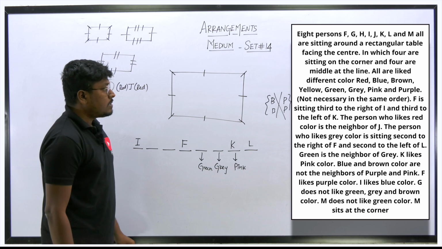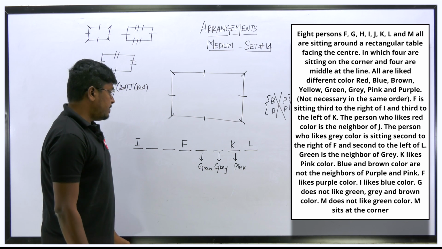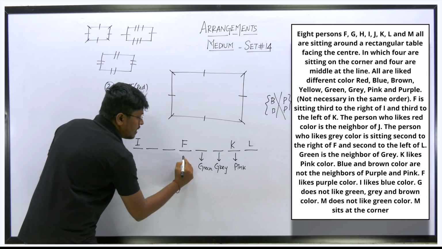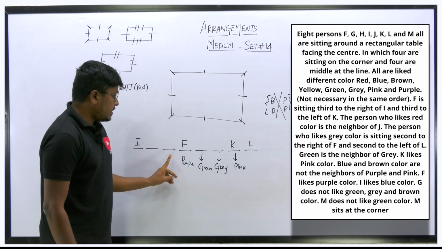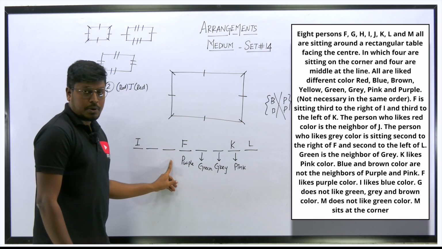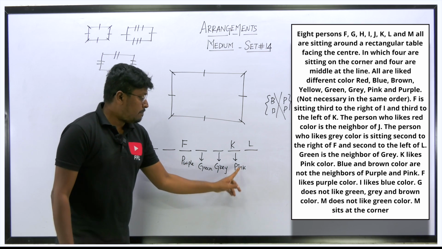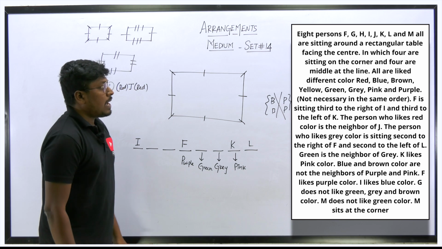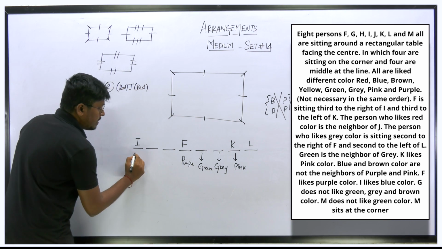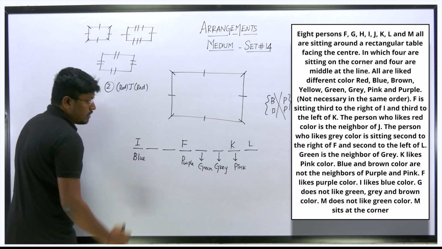So the next point is F likes purple color. So F likes purple color. Okay, this must be purple. And see, since this is purple, this place is not for blue and brown. And similarly here we have pink, so this place is not for blue and brown. Understood? So I likes blue color. Okay, so the person I likes blue color.